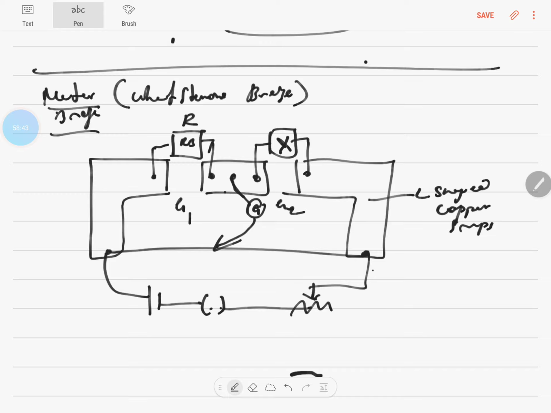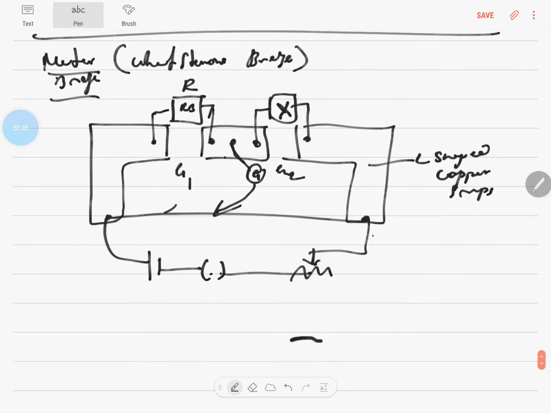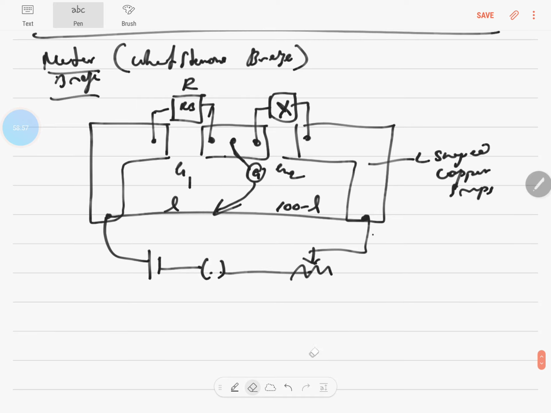So you will have a length L here, and this will become 100 minus L, because it's a 1 meter wire, 100 centimeters. In centimeters, if this is L, that is 100 minus L. And resistance is directly proportional to L by A, the area of cross section. It's a wire of uniform cross section area and uniform constitution. Say if it's manganese, it's manganese throughout.